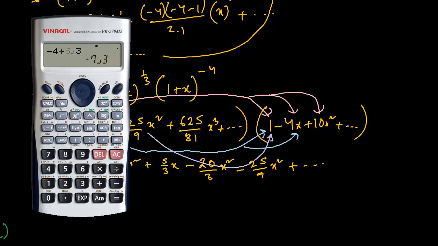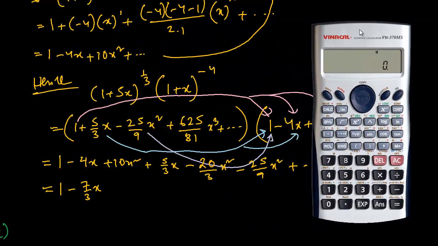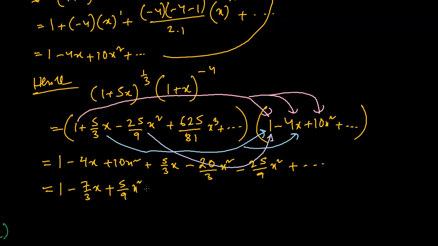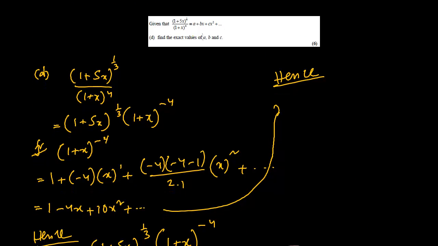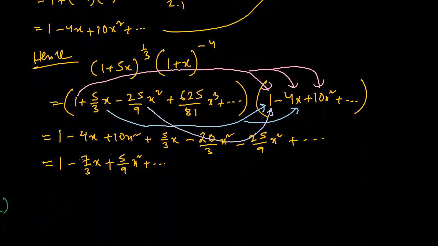Next we have x squared. So we have 10x squared minus 20 by 3x squared, and we have minus 25 by 9, and it turns out to be 5 by 9. So this is going to be plus 5 by 9 x squared. That's all the expansion. Now we have to find the exact values of a, b, and c, and we know that the coefficient of x is b and x squared is c. So the answer should be a equals 1, b equals minus 7 by 3, and c equals 5 by 9.